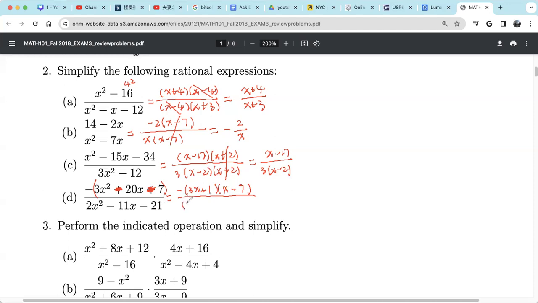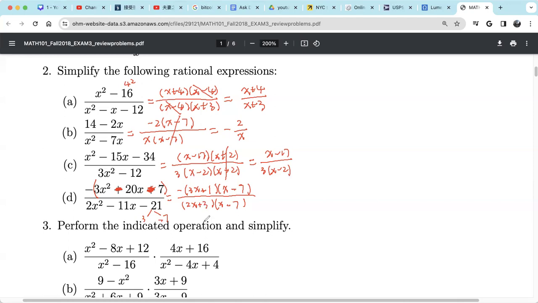Similarly, for the denominator, I want to factor out 2x and x. Think about the 2 factors of -21 that somehow multiply with the 2 to get -11. Well, we have 3 and 7, but one is negative. Because the middle term is negative, I want the 7 to be negative, because then 2x times -7 gets -14x, plus 3x, that's -11x.